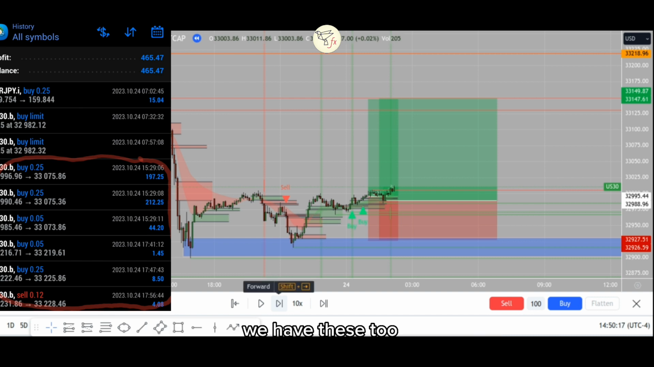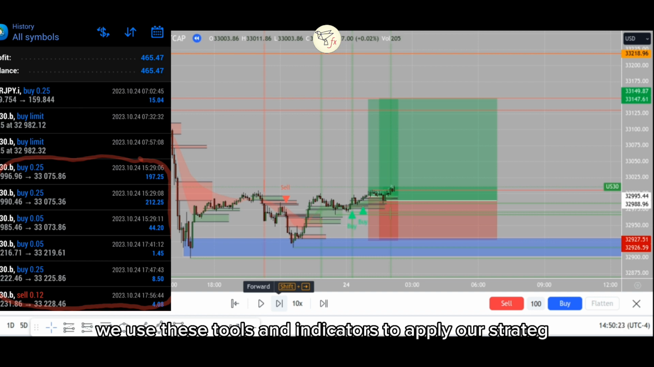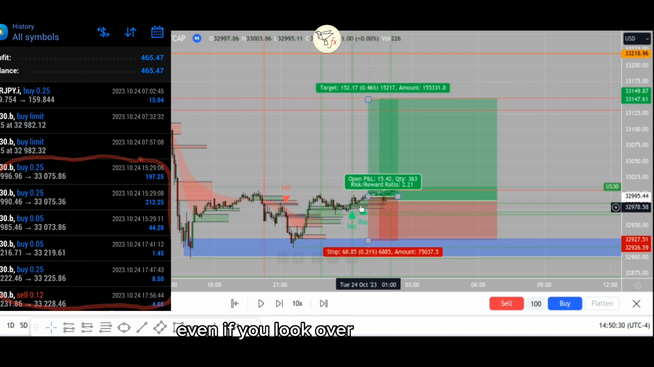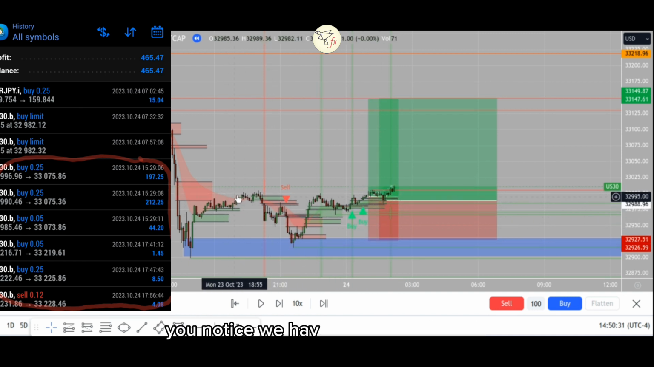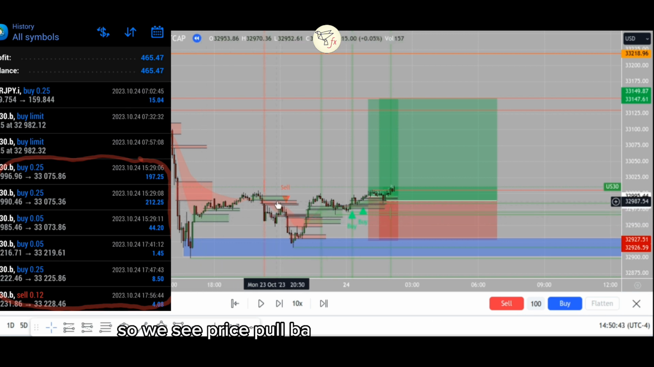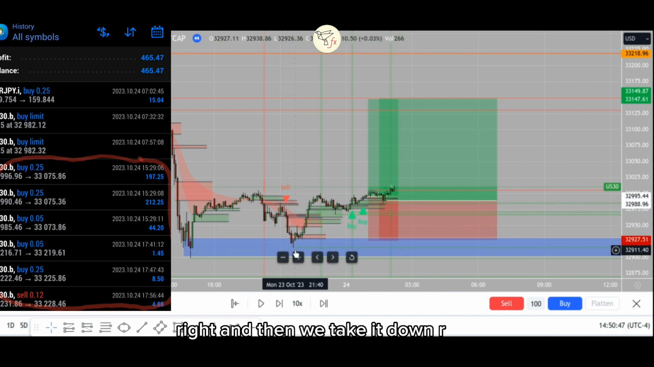We have these tools and trading strategies, and we use the tools and the indicators to apply our strategy. It's pretty simple. That's basically what we look for. Even if you look over here to the left, you notice we have the bias right here. We have a break of structure of these temporary lows, higher lows, which was broken right here. So we see price pull back into our pullback zones, and then we take it down, right?